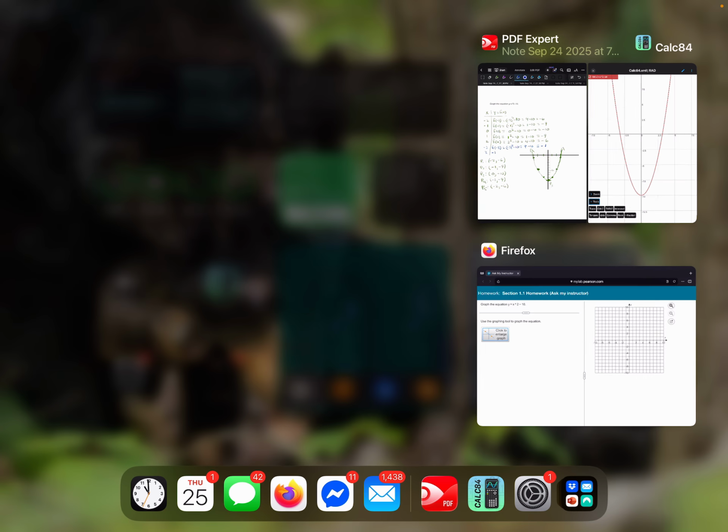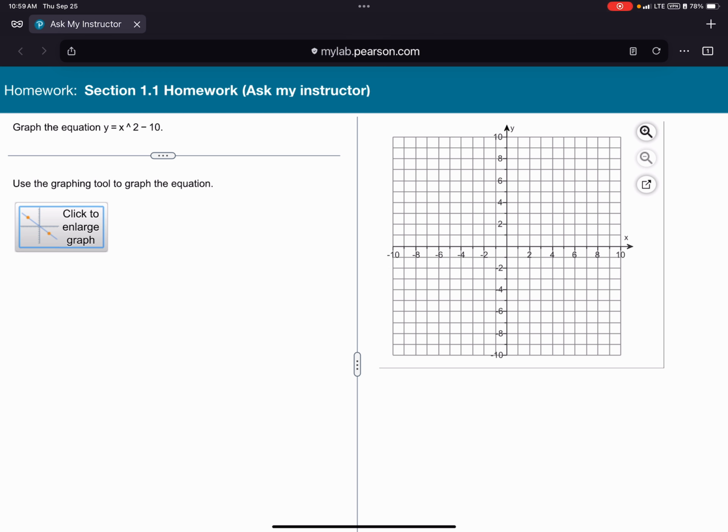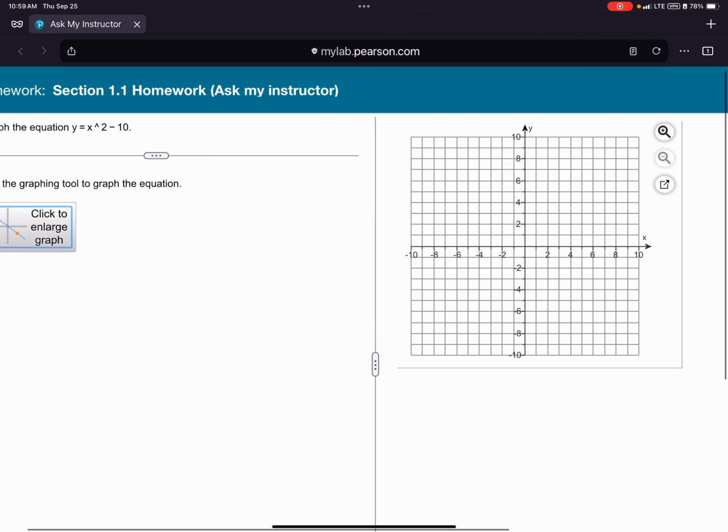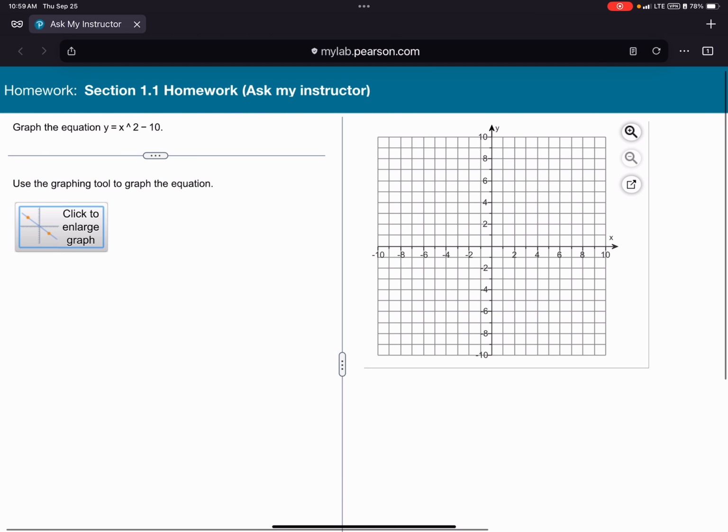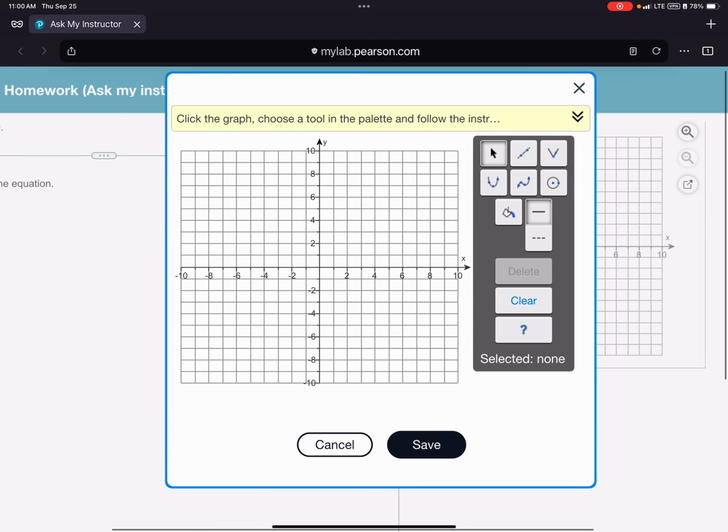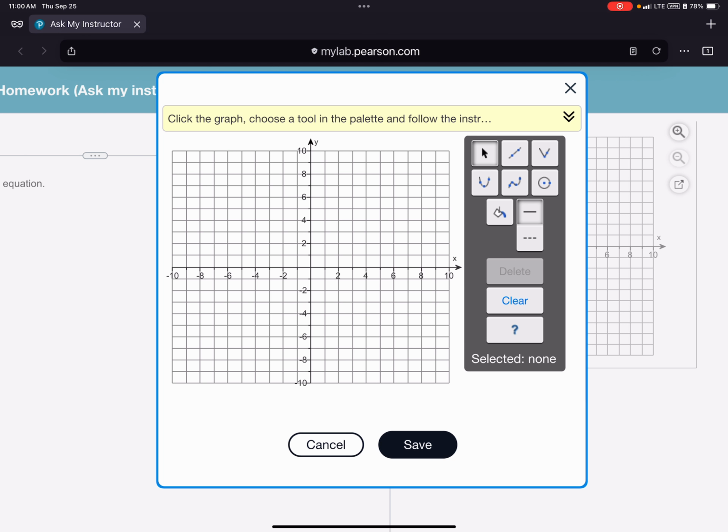Let's switch over to my math lab, because this is the way they ask the question. And this is a little bit daunting when you look at it. The best thing to do when you're trying to put the input in here, and I'm on my iPad, so it may look a little bit different on a desktop, is to hit this click to enlarge graph button. So, use the graphing tool to graph the equation, click to enlarge graph. I click on that, and it pulls this window up.